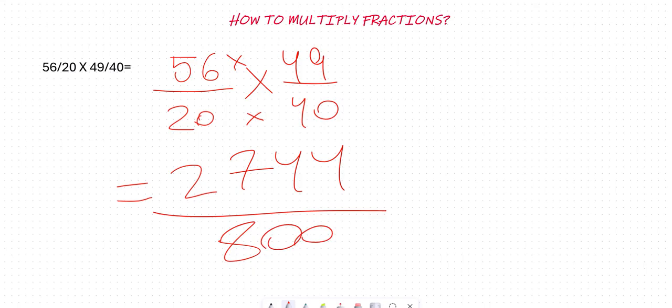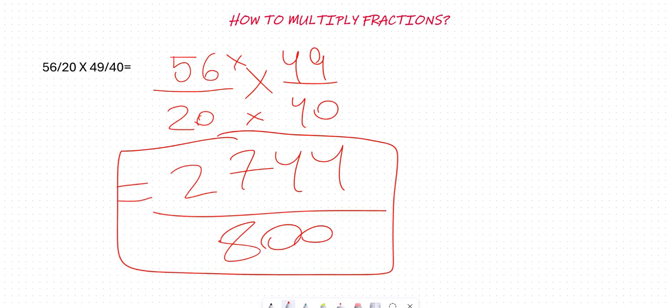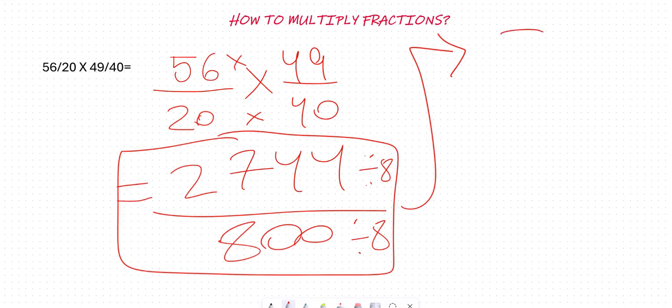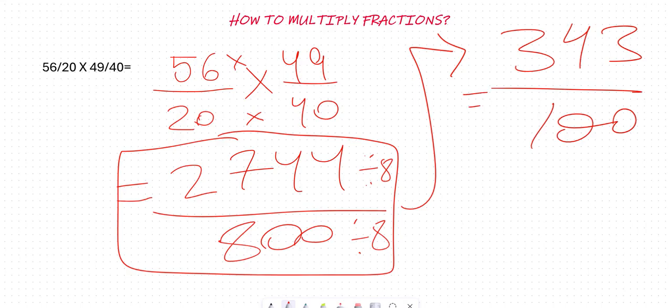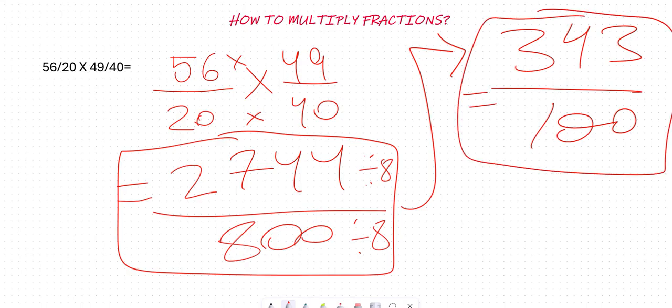Now remember, as I told you last time, we have to make sure our fraction answer is simplified, and for that we check if anything can be reduced. So in this case we can see that 2744 is divisible by 8, and 800 is divisible by 8 too. So we use our calculator again. That is 343 divided by 100. So this is our final answer. If your teacher asks you to put it in decimal form, you can put it as 3.43.